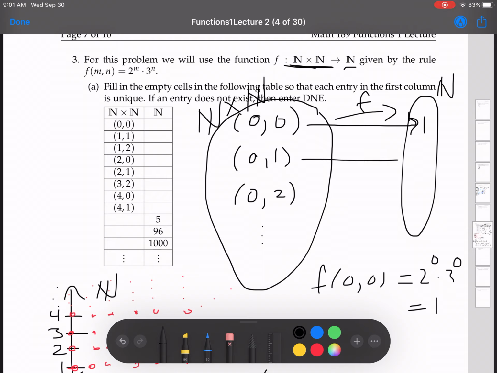Let's see, 0, 1, what does that go over to? 2 to the 0 times 3 to the 1, so that's 1 times 3, or 3. Goes over to 3. Okay, and there's lots of ordered pairs in here. Lots and lots and lots of them. Okay, something like that. All right.